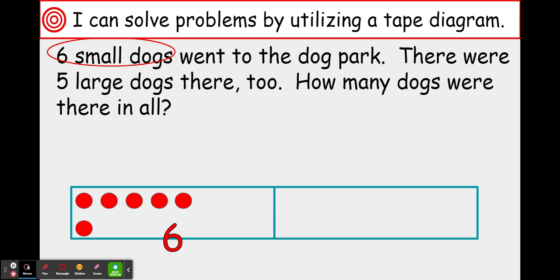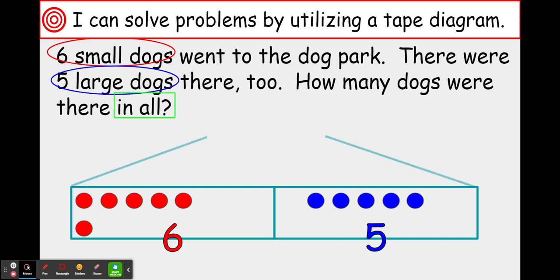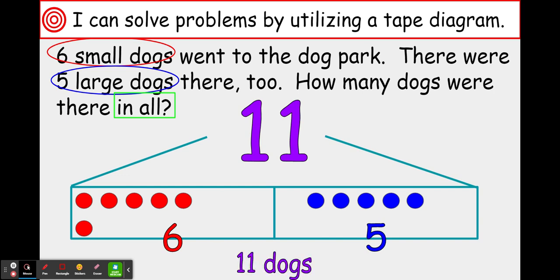Then when we got to the park, there were 5 large dogs there also. How many dogs were there in all? In all tells you that we need to add, okay? And if we add 6 plus 5, we get 11. So there were 11 dogs in all.